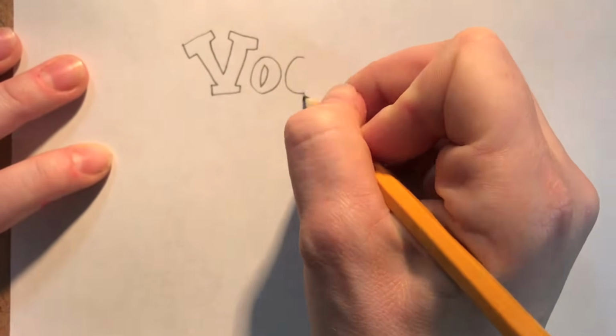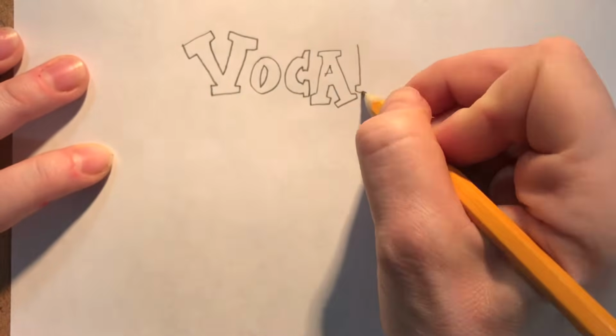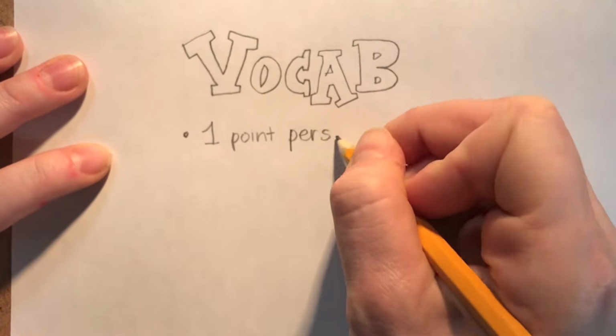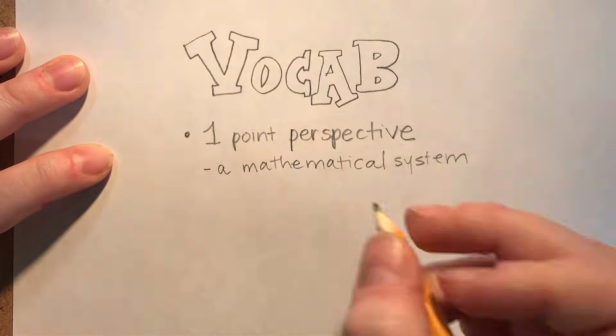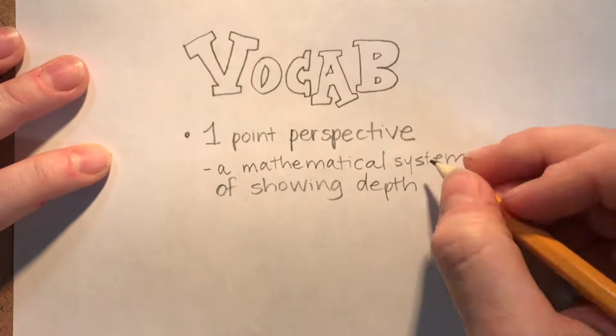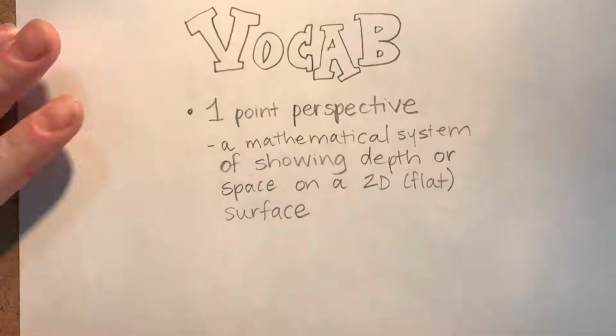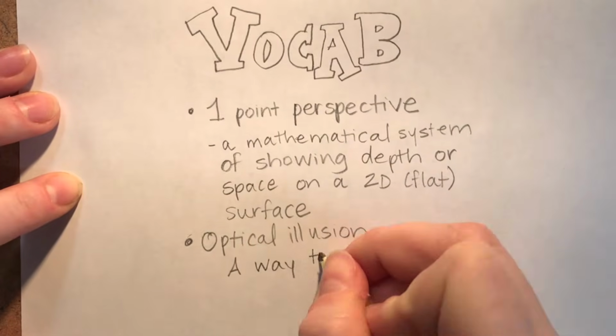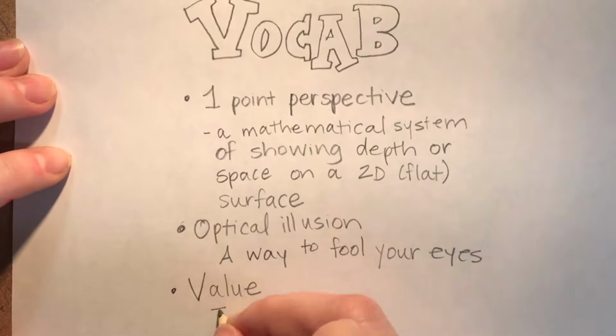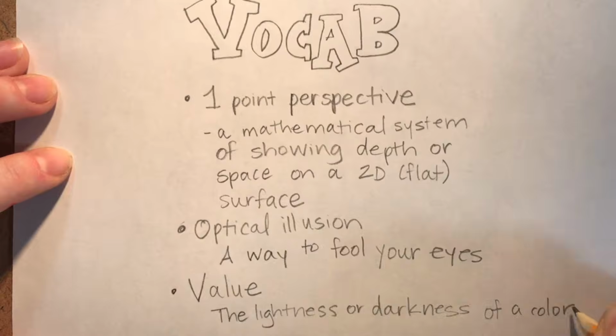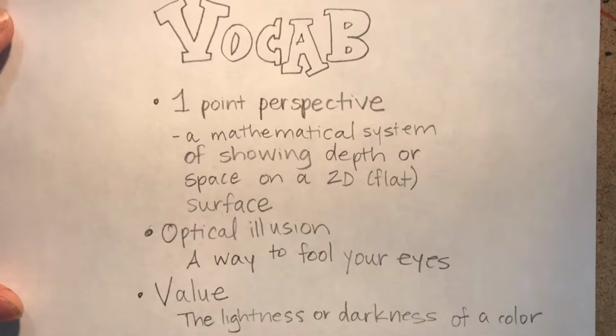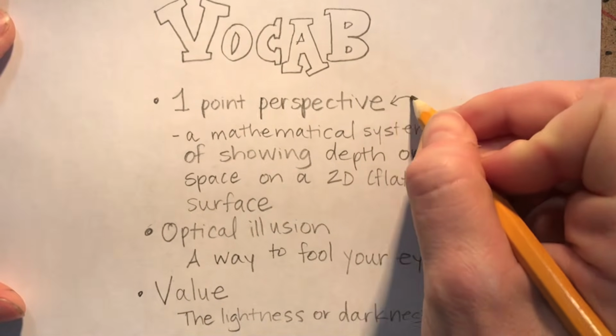Before we get started, let's talk about some vocab that you'll need to complete this project successfully. First of all is one-point perspective, which is a mathematical system of showing depth or space on a 2D surface. An optical illusion is a way to fool your eyes, and by now we should all know that value means the lightness or darkness of a color.